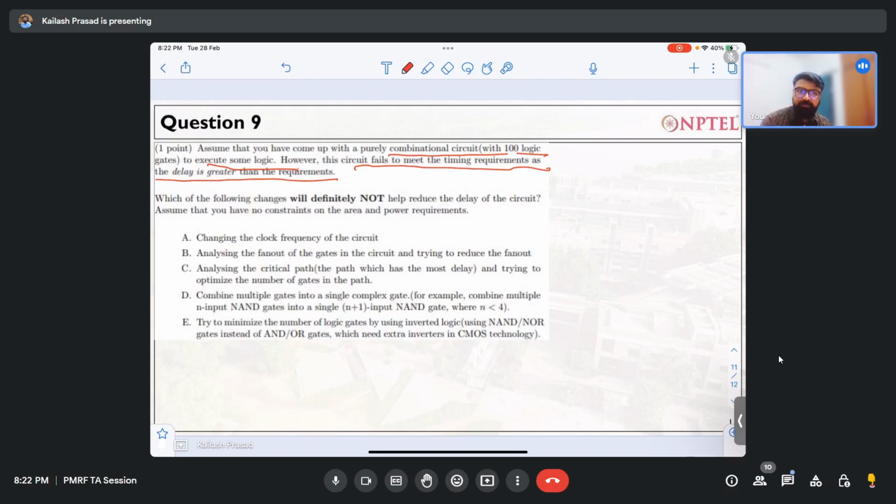I will repeat the question for you. There is a combinational circuit which is supposed to work in 10 nanoseconds, but it is not working. It is working in 15 nanoseconds. Now I have to reduce the delay of the circuit. Which of these options will not help in reducing the delay? Anybody?